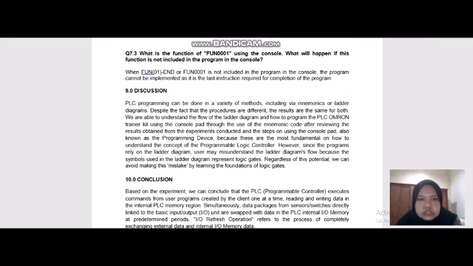For question 7.3, what is the function of END 0001 using the console, and what will happen if this function is not included? So if this function is not included, the program cannot be implemented as it is the last instruction required for completion of the program.